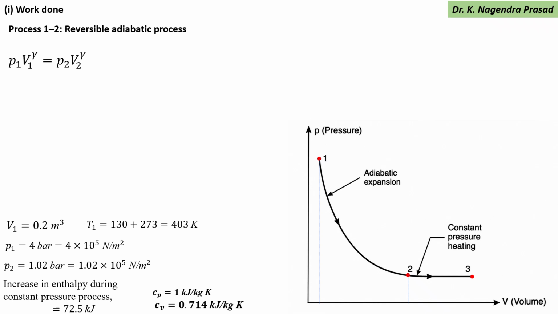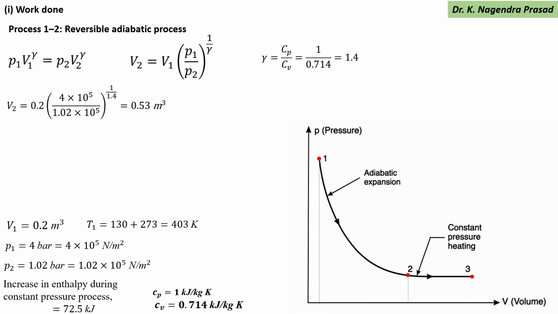But the gamma value is not given in the data, but the Cp and Cv values are given. So gamma equal to Cp by Cv, which is equal to 1 divided by 0.714, which is equal to 1.4. So gamma equal to 1.4. And V2 equal to V1 into P1 by P2 whole to the power 1 divided by gamma. We know the V1 value, P1 value, P2 and gamma value. Substitute all these values in the V2 equation. We will get V2 equal to 0.53 meter cube.